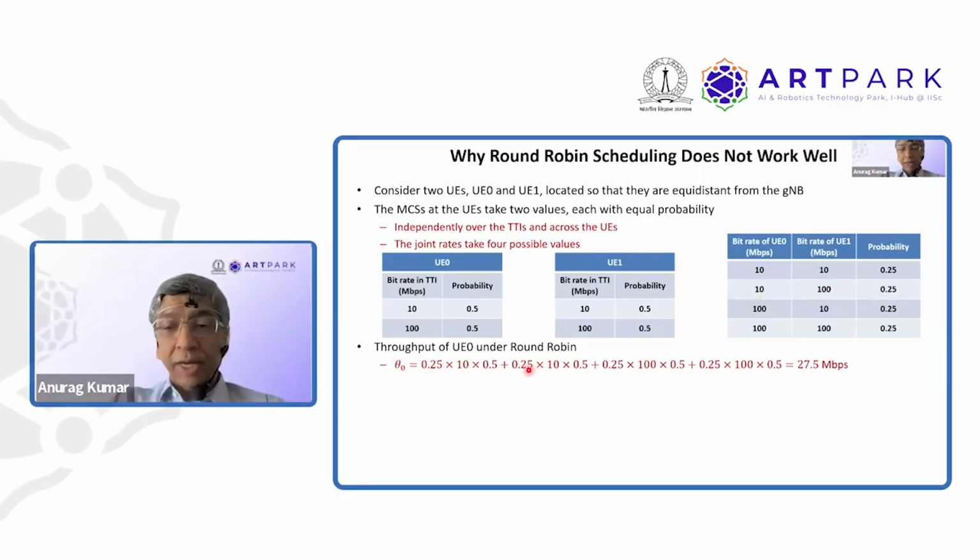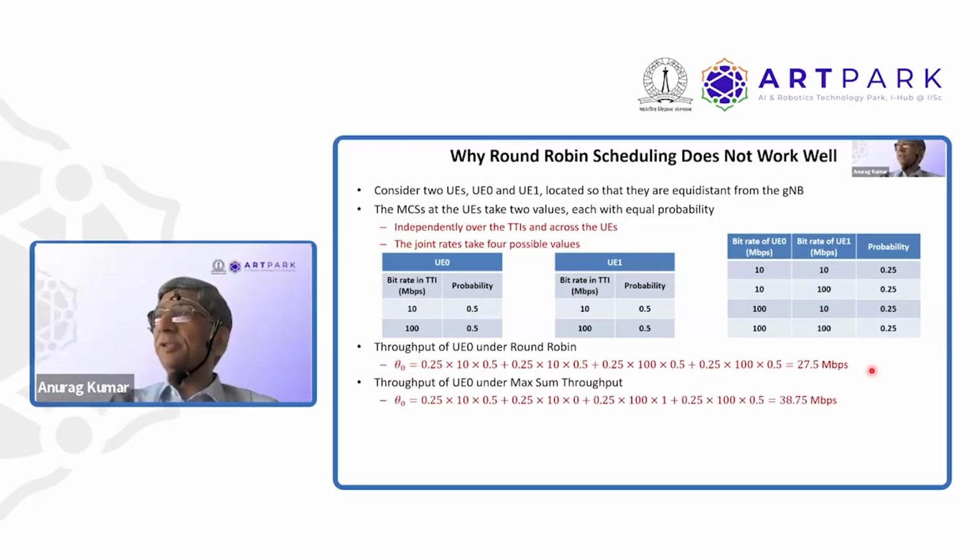So with a probability of 0.25, you are in this row. Half the time you schedule UE0 and you get 10. What about if you are in this row? With the probability of 0.25, you are in this row. Half the time you schedule UE0 and you get 100. Similarly, in this row, with the probability of 0.25, we are there. With the probability of 0.5, we schedule UE0, they have the same rates, you get 100. So over time, you get 27.5 Mbps by doing round robin. We don't look at the channel state. In every state, we just alternate.